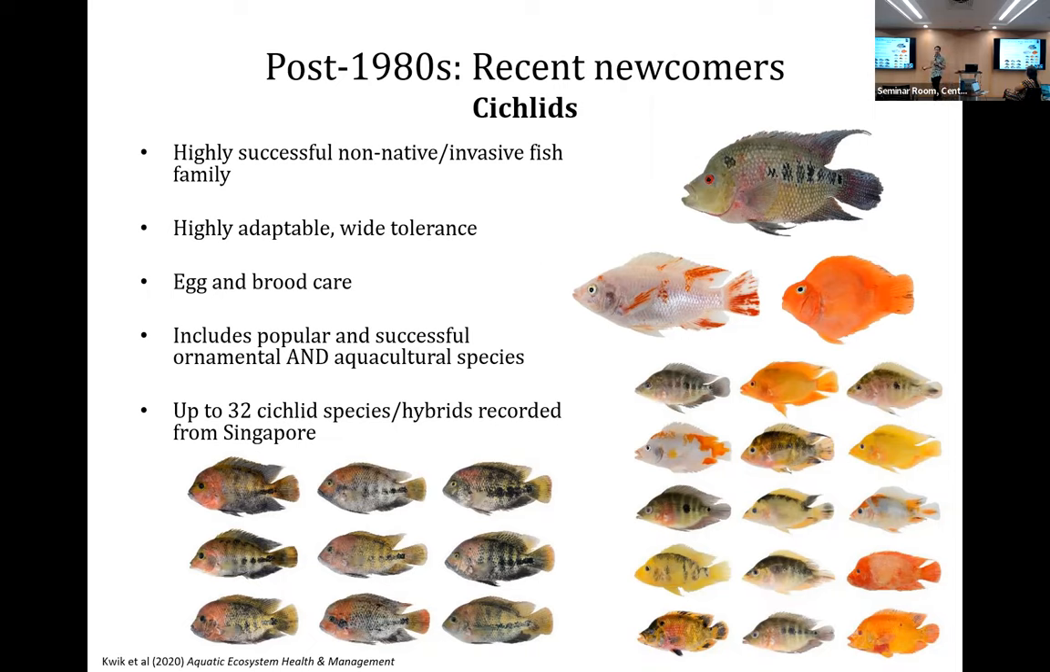They are highly adaptable, with very wide tolerance. These are all the characteristics you get of successful introduced species, right? They have egg care, they have brood care. You take care of your young, then they can survive better and things like that. They include some of these popular and successful ornamental and aquaculture species. If they are popular in the trade, there's an even higher chance that people will be bringing them in. More people will be buying them, and more people will be getting tired of them and releasing them and things like that, right? So we found up to 32 cichlid species so far in Singapore.